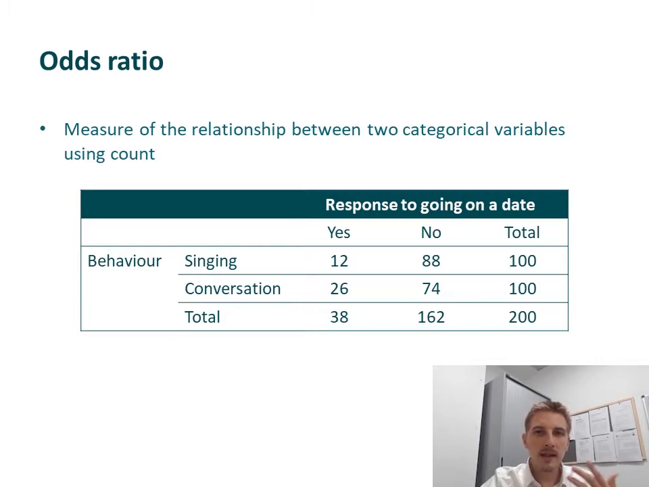And your confederate can act in two different ways. Either he can interact by talking with the woman, or in the second condition, he can interact by singing to the woman. And you will count how many times for each of the conditions the woman answers yes to going on a date with your confederate. So here are the data. You can see that in total you had 200 participants, 100 participants in each condition. And you will use the odds ratio to calculate the effect size.